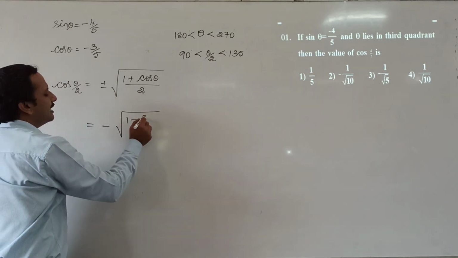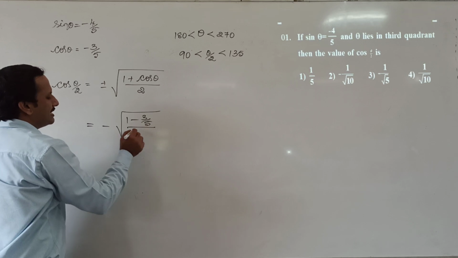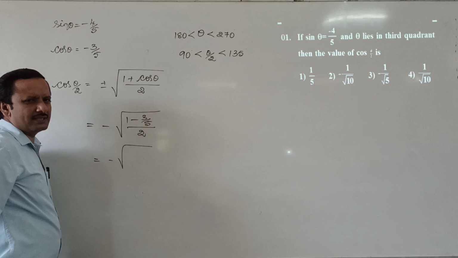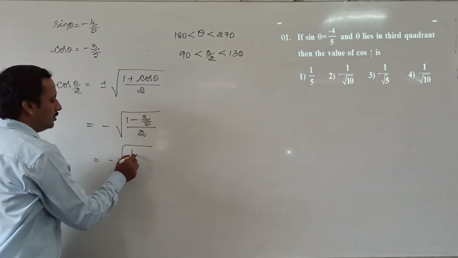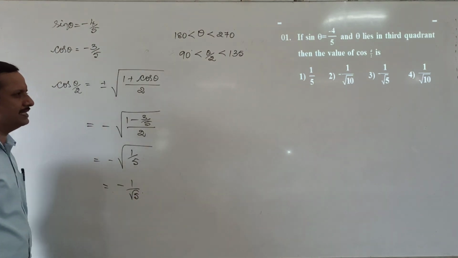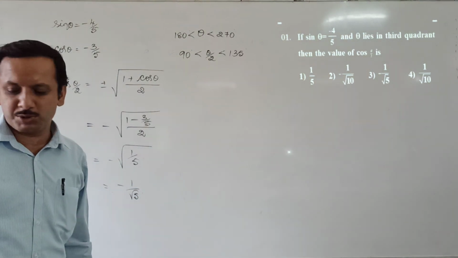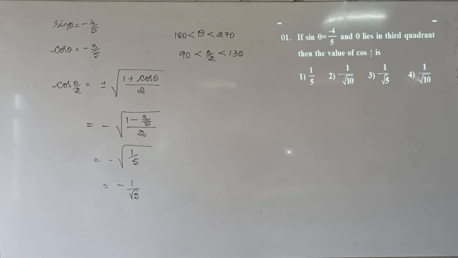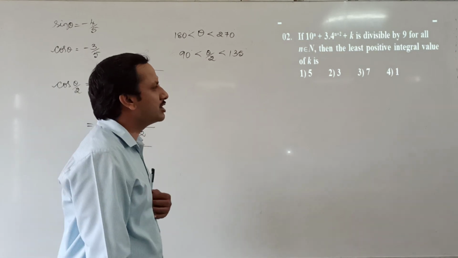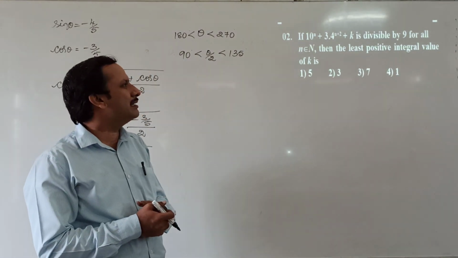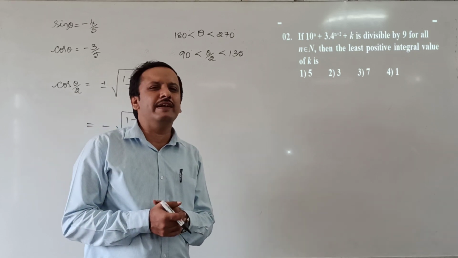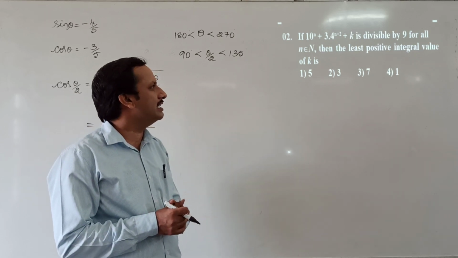In place of cos theta, I will substitute minus 3 by 5, divided by 2, we have minus root of 5 minus 3 by 5 by 2, so 1 by root 5, or minus 1 by root 5 is the answer, which is the third option. Then question number 2: if 10 power n plus 3 into 4 power n plus 2 plus k is divisible by 9 for all n belongs to N, then the least positive integral value of k is.